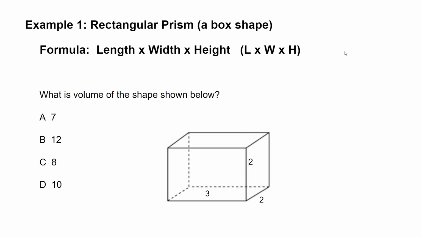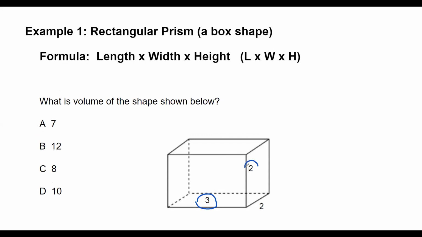So here's an example. What is the volume of this shape down below? We look for our 3 numbers. They might not be labeled as length, width, and height, but that doesn't matter. We know that we need 3 dimensions. So we have 3 and 2 and 2, and we're just going to multiply those together. 3 times 2 times 2 equals 12, and there is our answer. So everything else from here is going to get a little bit more complicated.